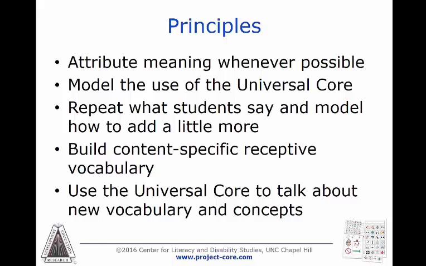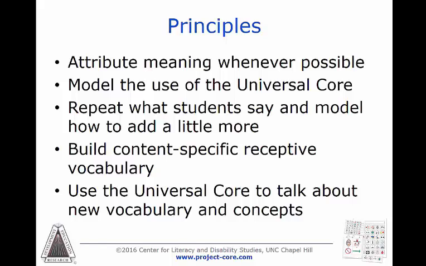When students select or point to individual words from the Universal Core, adults can repeat the student's selection and model how to combine the symbol with an additional symbol to communicate more complete ideas. For example, when a student selects the symbol "he" to talk about a character in a book, the educator might point and say "he" and then add a little more by saying "he go."